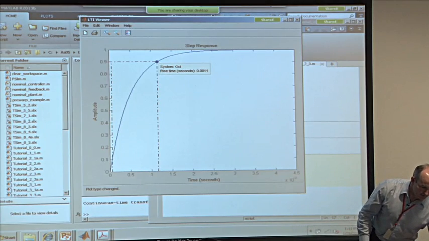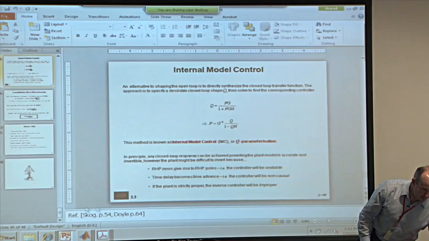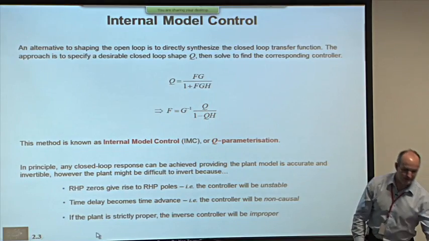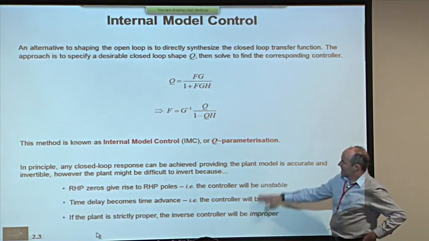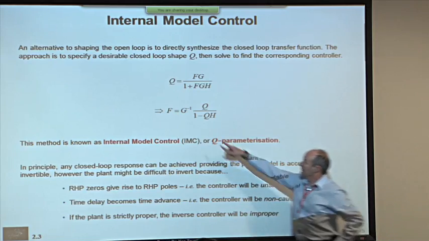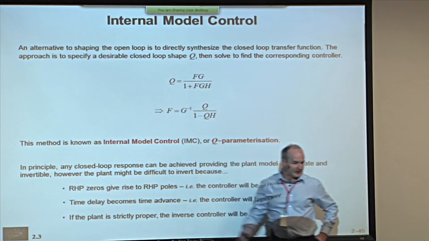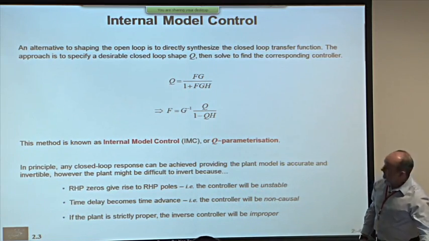But of course, it suffers, as I said, from exactly the same problems that the open loop internal model control suffered from, all these things down here. Because we've got to invert G. That's the problem. Now, here's how you get around those problems.